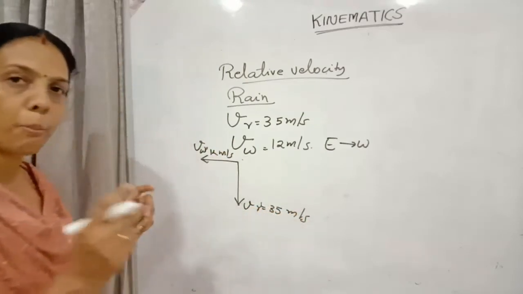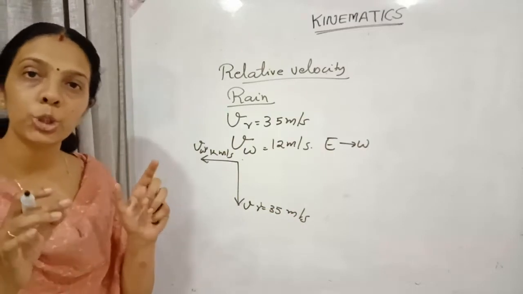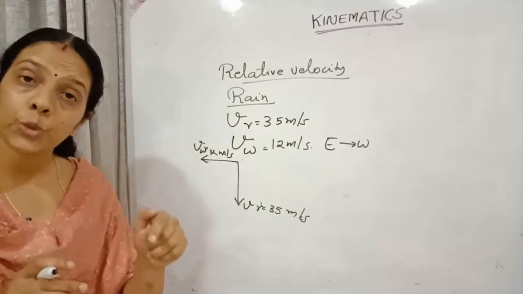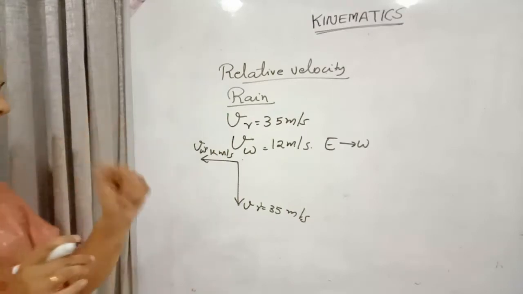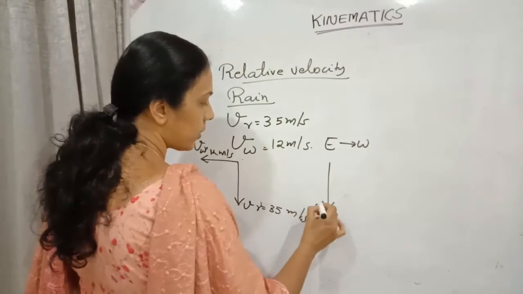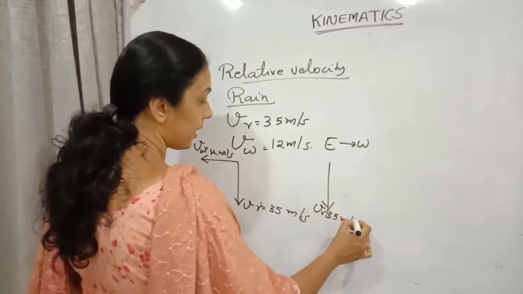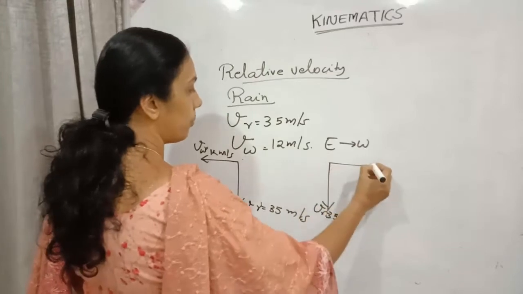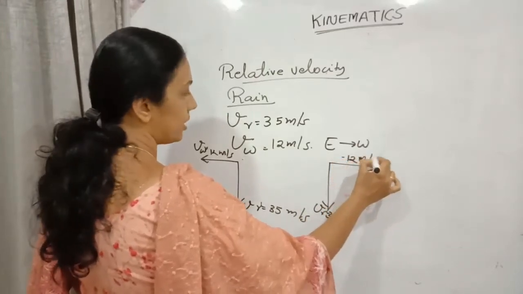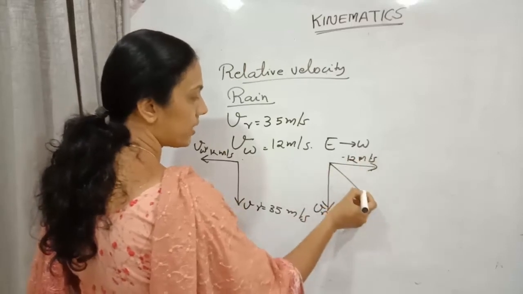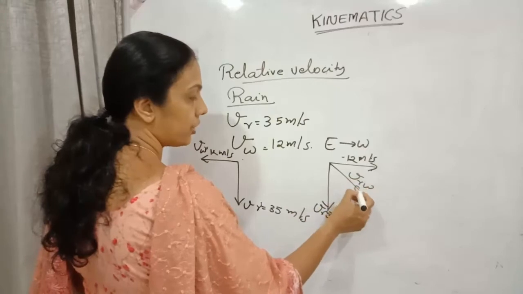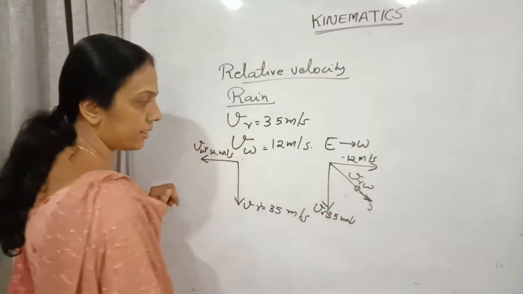Now, a boy waiting at the bus stop should hold his umbrella in the direction of the relative velocity of rain and wind. So here we can write the velocity of rain, 35 meter per second, minus VW, that is minus 12 meter per second. The relative velocity will be acting in this direction, so he should hold his umbrella like this.